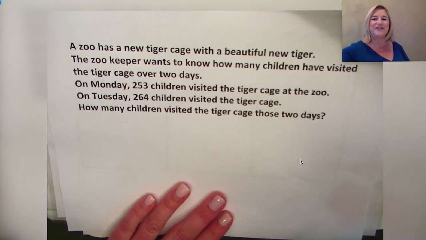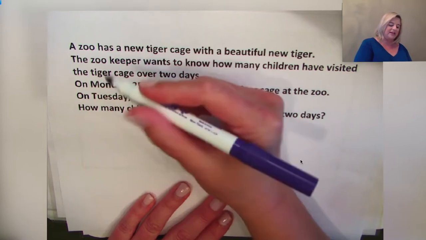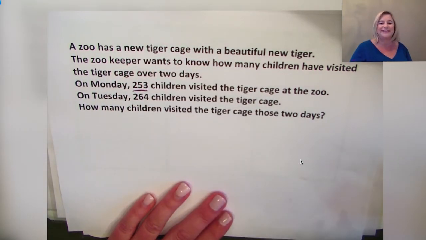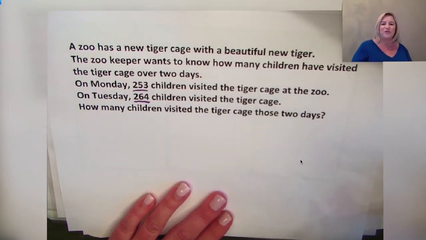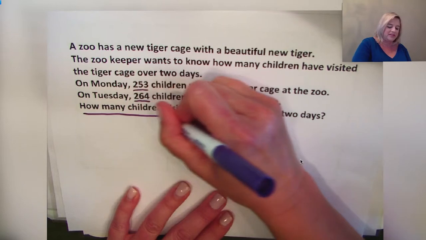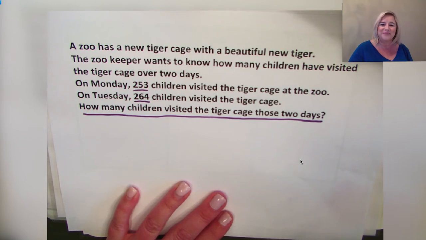Now, what do we need to do first? Right, we need to make sense of our problem. So we need to go back and we see on Monday, 253 children visited the tiger cage. And on Tuesday, 264 visited the tiger cage. And we are trying to solve how many children visited the tiger cage in those 2 days. So this tells us that we are going to be adding.